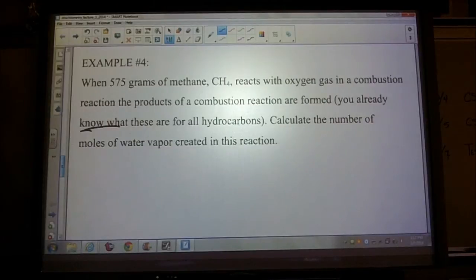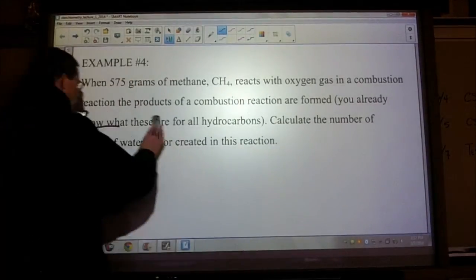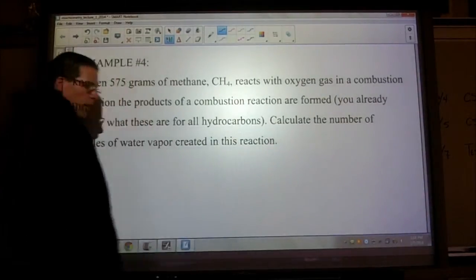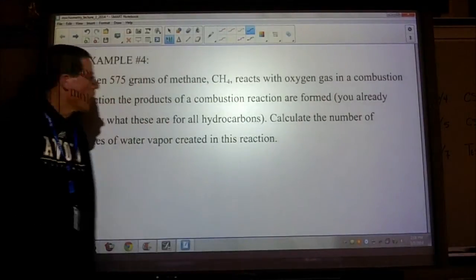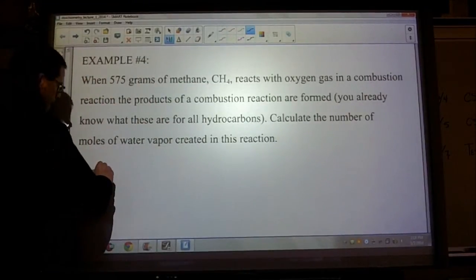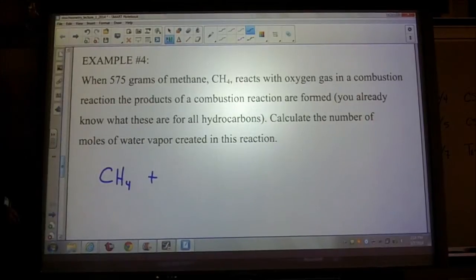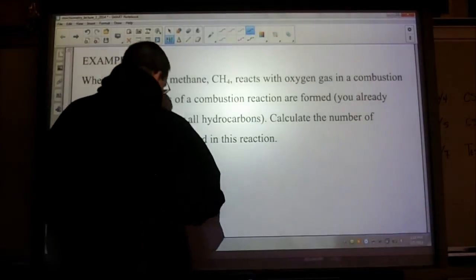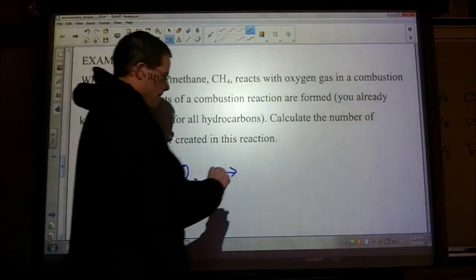Calculate the number of moles of water vapor. What's water vapor? Evaporated water, H2O. Very good. So don't freak out when I tell you it's water vapor. Remember, anything can be a solid, liquid, or gas, including you. It just depends on how much heat is present. So what do we start with? Methane, CH4. And it is reacting with oxygen gas, O2. And it's forming CO2 and H2O.